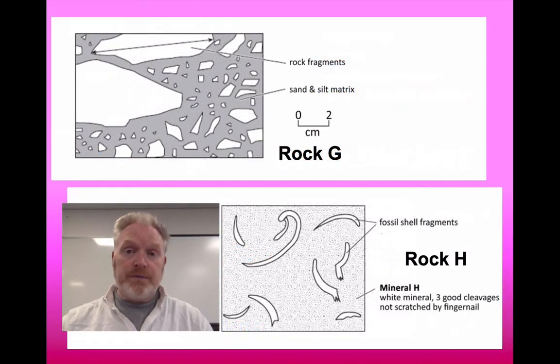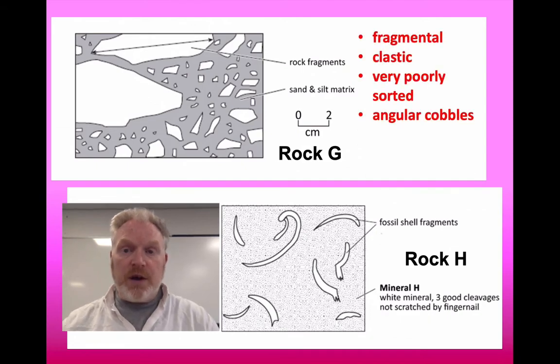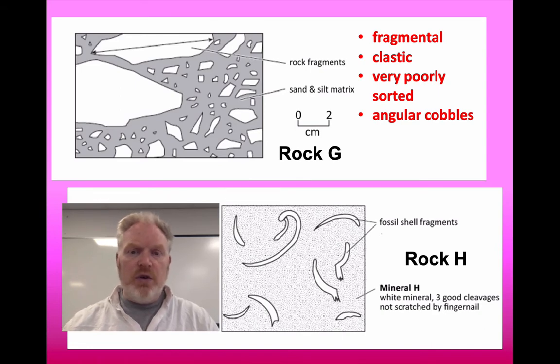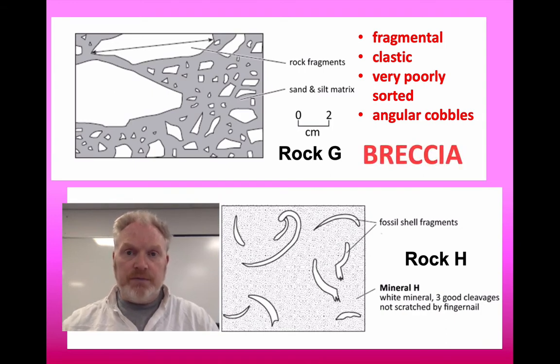Rock G then, no minerals to identify. This one again is fragmental, it's clastic. This one is very poorly sorted. There's a mixture of sand and silt going all the way up here to big cobbles, okay, angular cobbles of pre-existing rock. Because we've got very coarse grains in here, and because they're angular, this particular rock is a breccia.